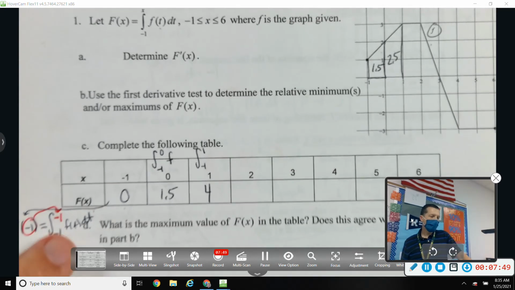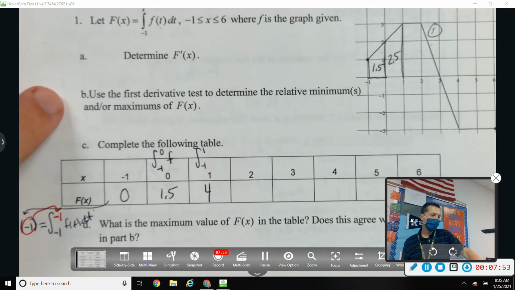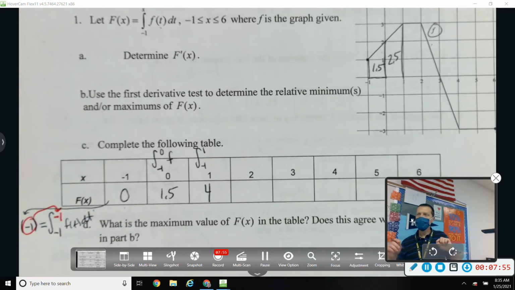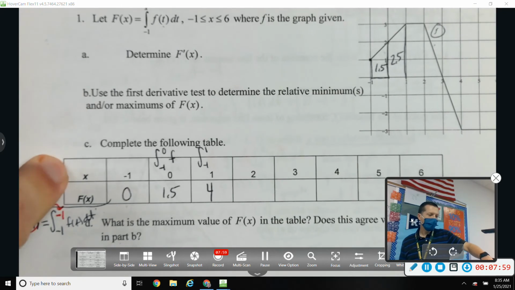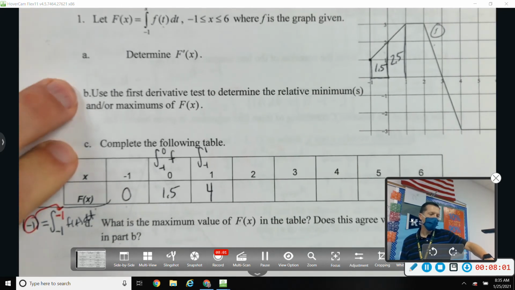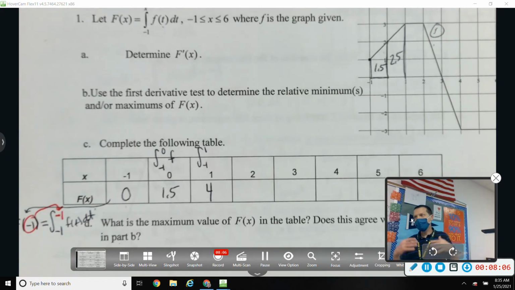And then part D is, does that sort of match with what you figured out in part B? So part B is kind of a calculus way. Part C is, I guess, still calculus, but two different ways to find a max or a min, and then see if those two things agree with each other.